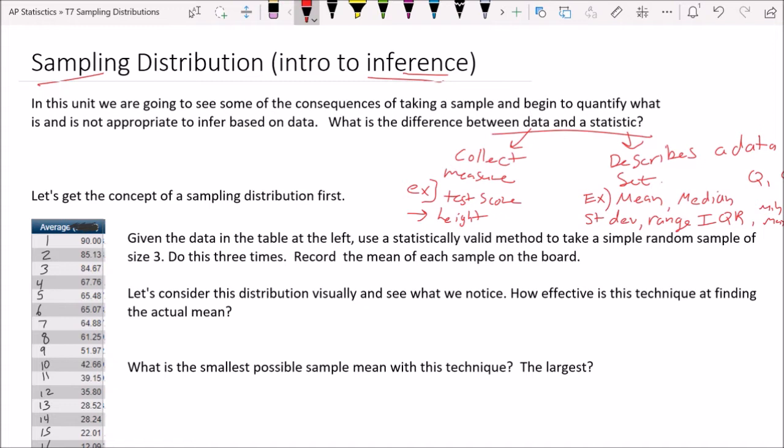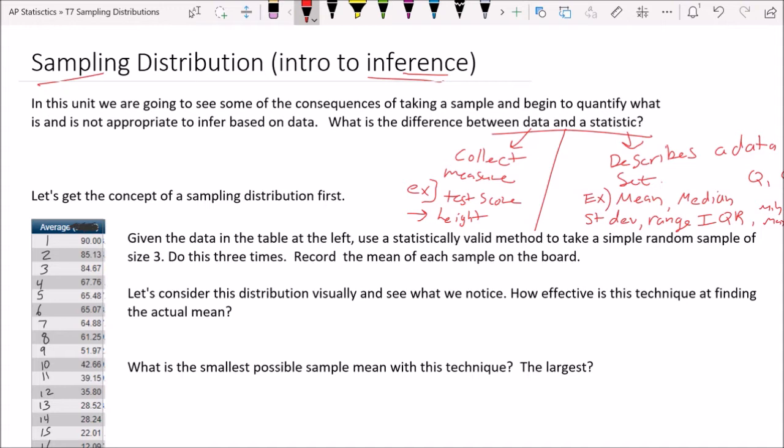Okay, so that's the difference. This is something that a lot of people, they're very casual in their speech about it. They don't pay attention to if they're saying data or if they're saying statistics, but they are different. Okay, so that's good to know going forward.